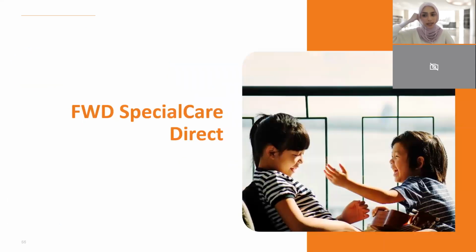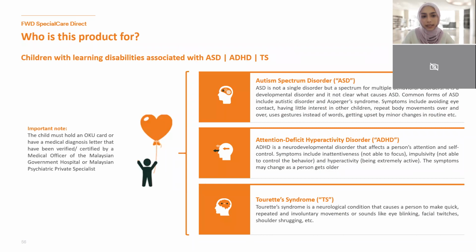Okay, so this is the last product that we have. FWD Special Care Direct is actually a standalone product and it is catered for children with learning disabilities. So currently we cover for autism spectrum disorder, ADHD, and Tourette's syndrome. And the child must hold an OKU card or have a medical diagnosis letter that has been verified by a medical officer in Malaysia, be it a government or a private sector. So that is all the proof that you need to show before you take the plan.